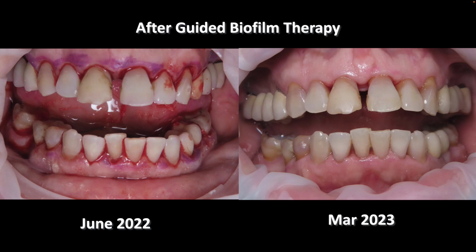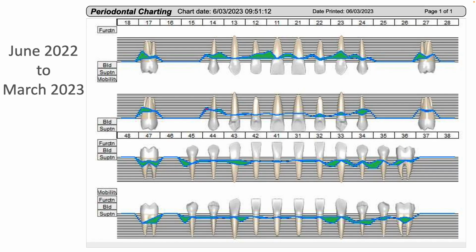So in June, this is what she looked like after her first guided biofilm therapy. A lot of bleeding, there was some suppuration, and in March of this year, there was no bleeding after the therapy at all. When we compare the pocketing from June to March, we can see that there was improvement in almost every location. Still needs some improvement. There is still some pocketing in some areas, and so we'll continue to treat her, but very, very much improved.